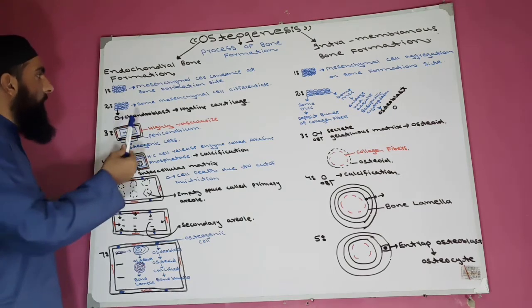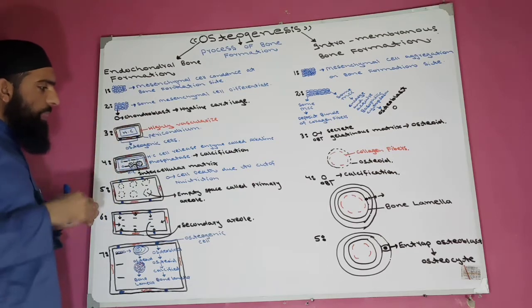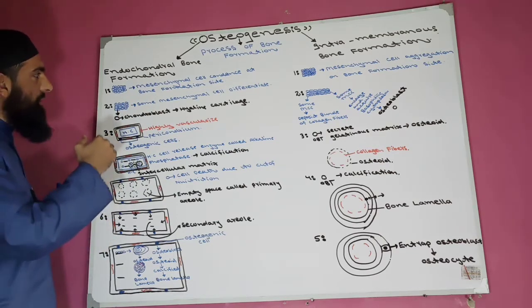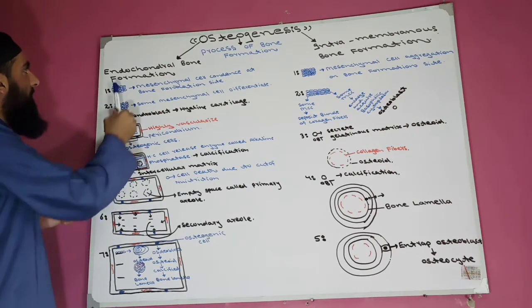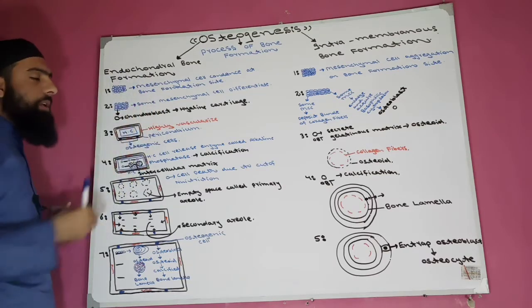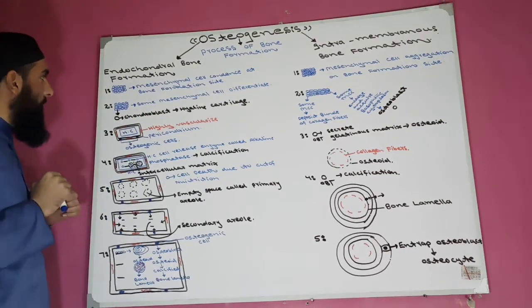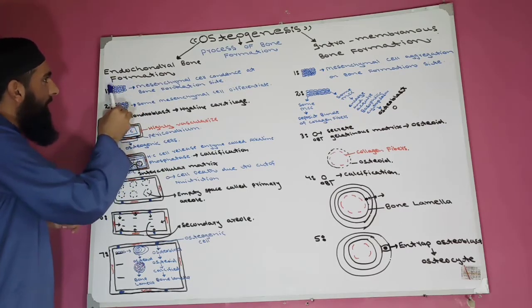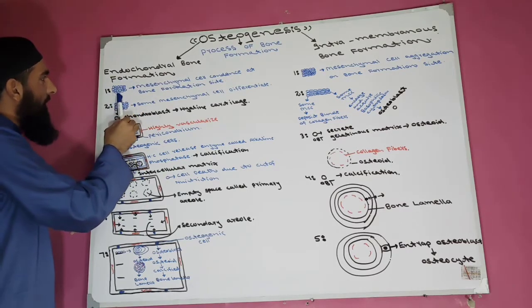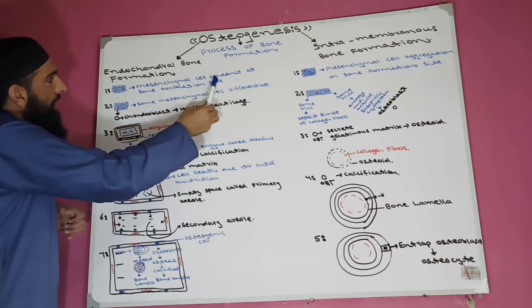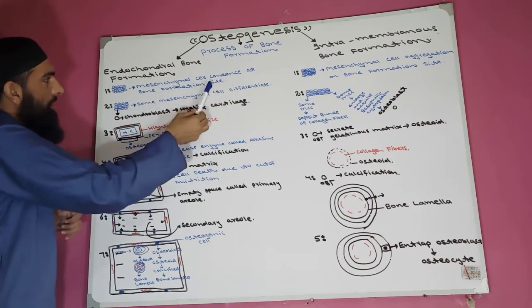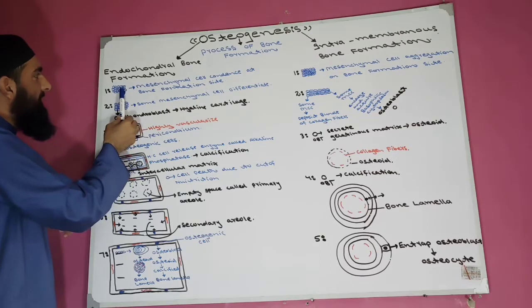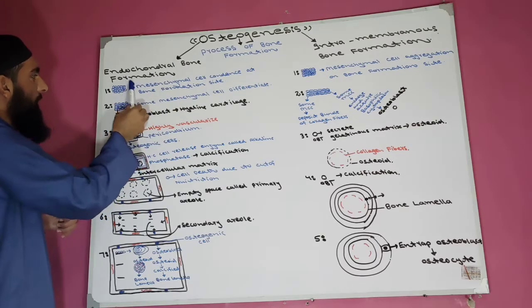Now we will study the steps of each way of bone formation. First, the steps of endochondral bone formation. In the first step, mesenchymal cells condense at the bone formation site. This is the first step of endochondral bone formation.